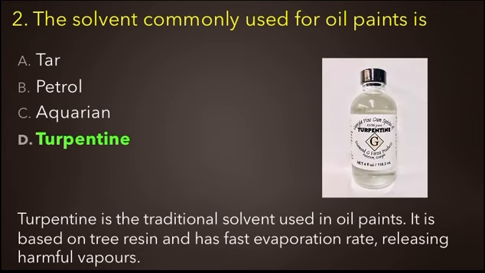Turpentine. Turpentine is the traditional solvent used in oil paints. Now petroleum is also being used, not petrol, petroleum. It is based on tree resin and has fast evaporation rate, releasing harmful vapors.